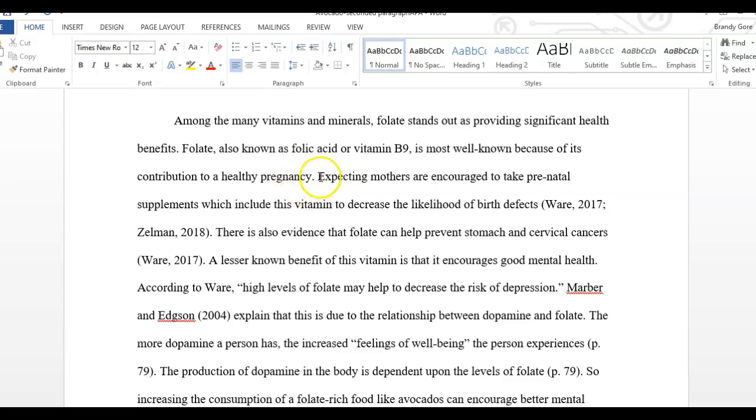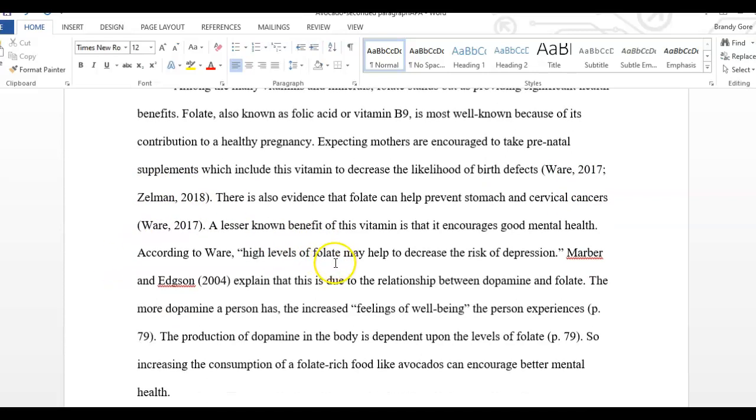So here we go. Expecting mothers are encouraged to take prenatal supplements which include this vitamin to decrease the likelihood of birth defects. This information can be found in Ware and Zellman. There is also evidence that folate can help prevent stomach and cervical cancers. Okay. A lesser known benefit of this vitamin is that it encourages good mental health. So everybody knows about it for pregnancy, but we don't know about it for mental health. Okay. Oh, I missed one.